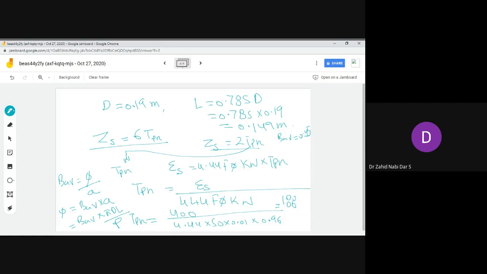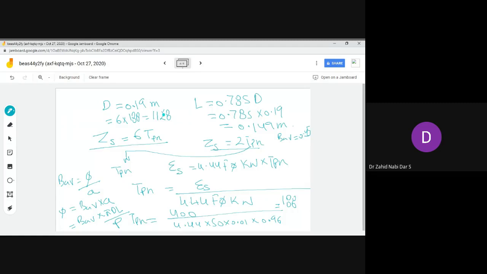So now I am interested to know the number of stator conductors. Obviously, my number of stator conductors is 6 times T phase. ZS would be, because it's a three phase machine, ZS is equal to 6 times T phase. So it will be 6 into 188, and I will arrive at 1128. This would be my answer, 1128.